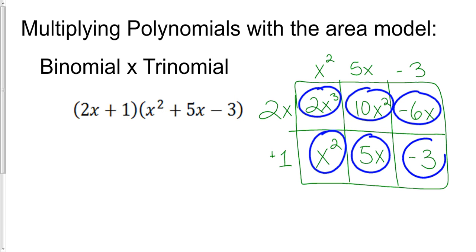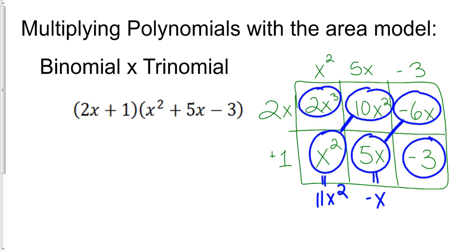And similar to what we just did with the binomial, notice that along these diagonals, we have like terms. So our first diagonal, x squared and 10x, adds together to give 10x squared and 1x squared adds together to give us 11x squared. And then our second diagonal, 5x and negative 6x combine to give us negative x.